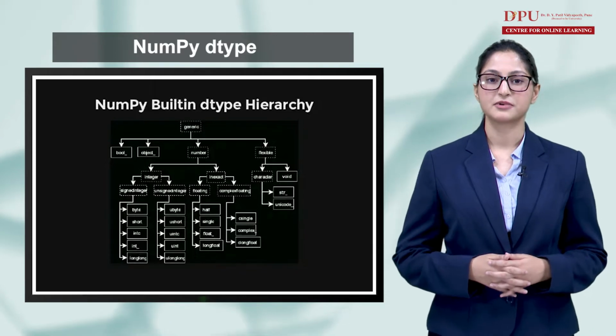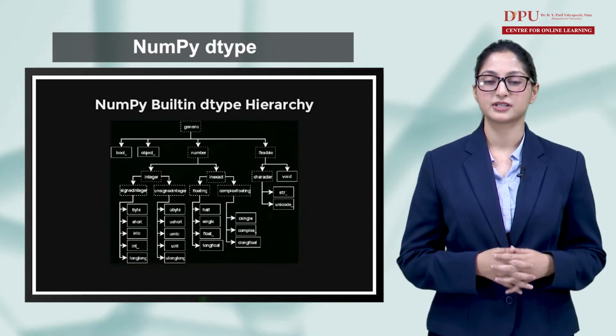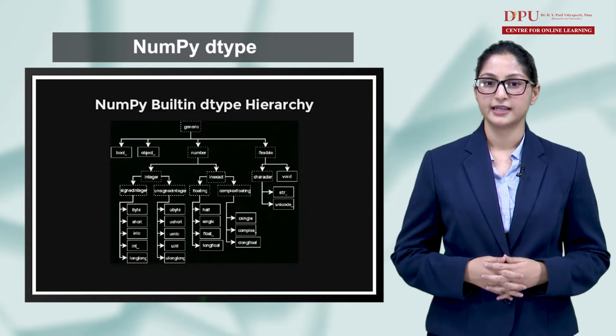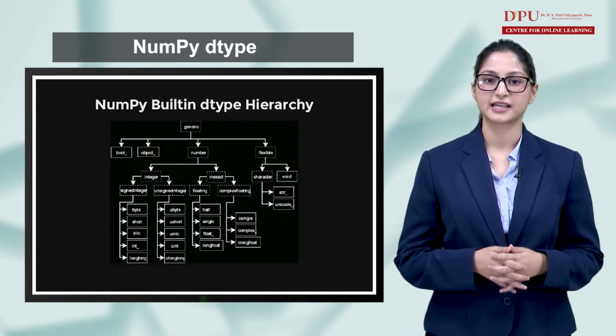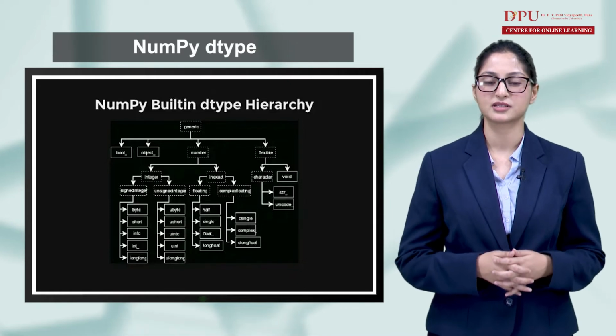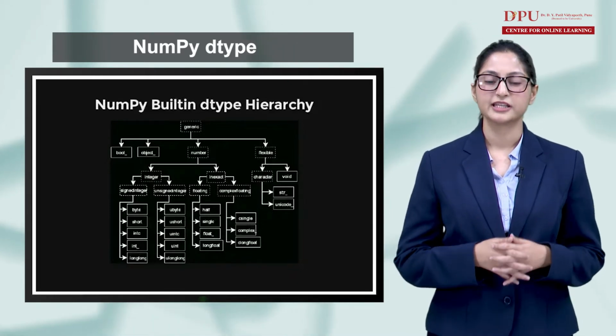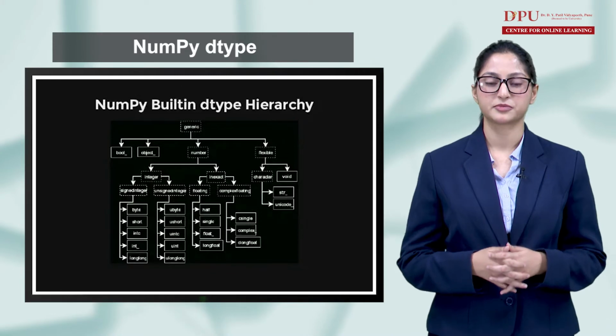Object. It represents the object which is to be converted to the data type. Align. It can be set to any boolean value. If true, then it adds extra padding to make it equivalent to a C struct. Copy. It creates another copy of the dtype object.